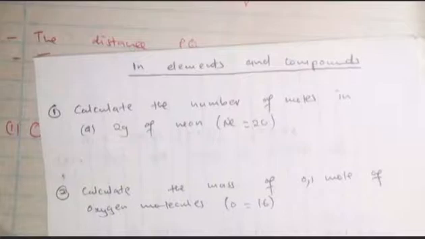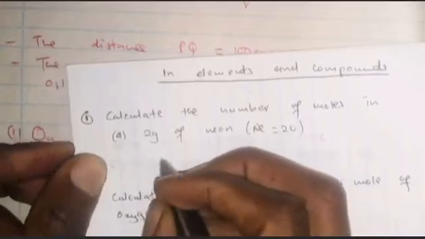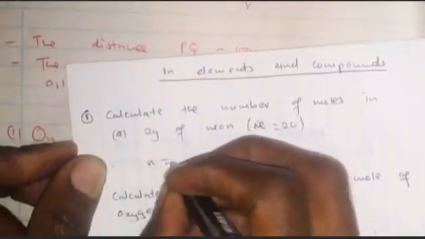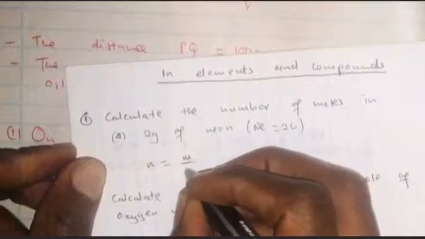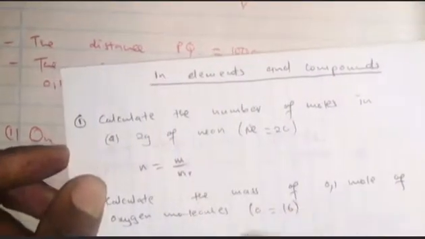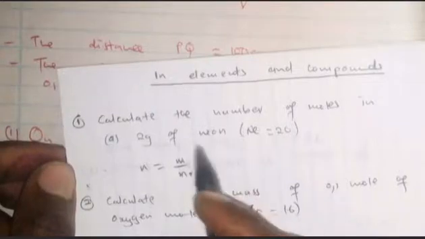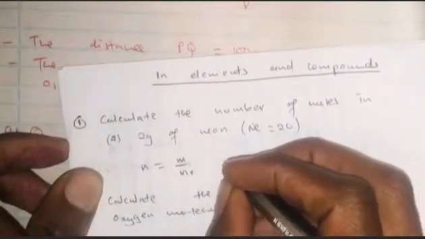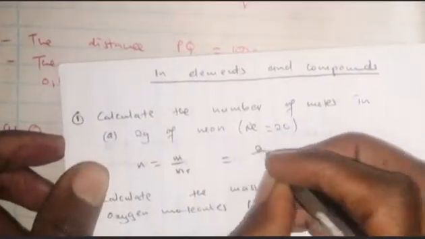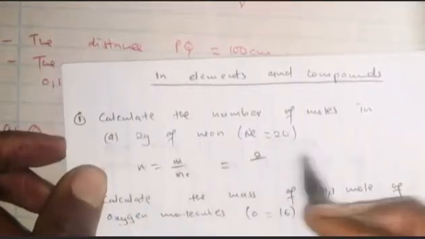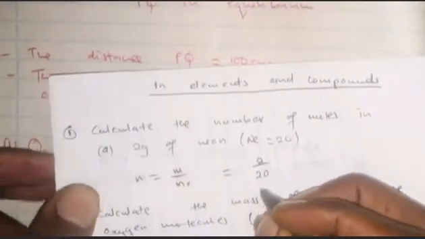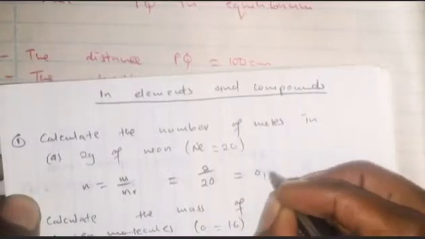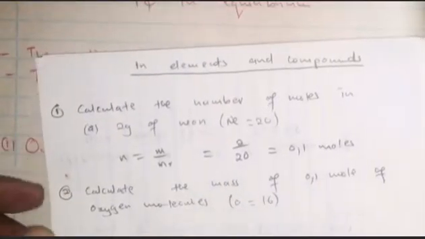Okay, so we'll start with calculating the number of moles in elements and in compounds. They say calculate the number of moles in 2 grams of neon. So we are going to use number of moles, n, is equal to the mass over the molecular mass. Of course, here we don't have a molecule, but we actually have the atomic mass, that's the atom of neon. So the mass that we've got is 2 grams over the atomic mass of neon, that's 20, and this gives us 0.1 moles.